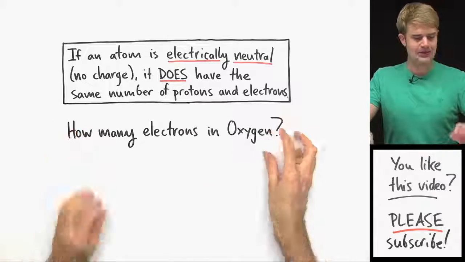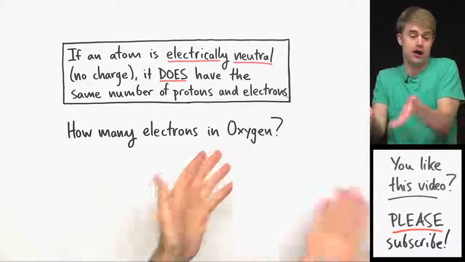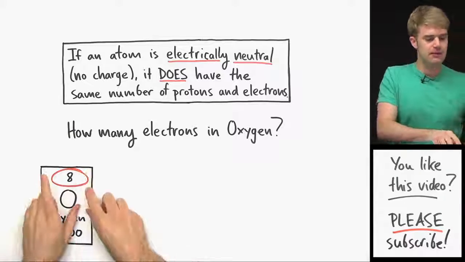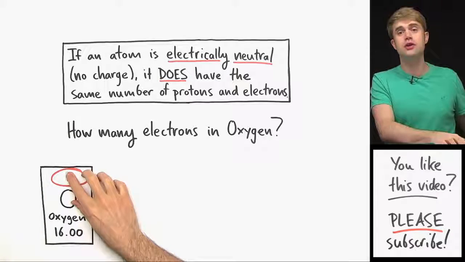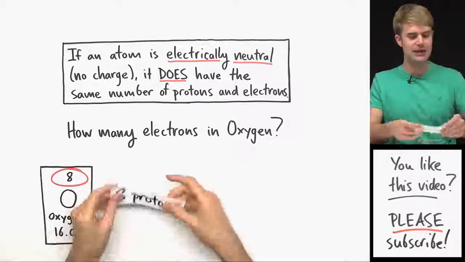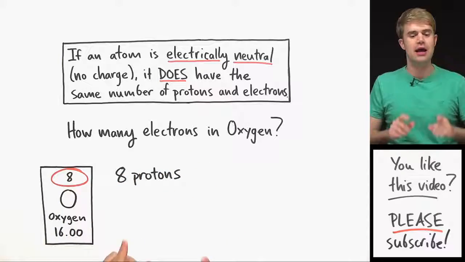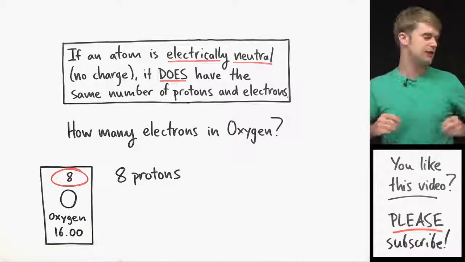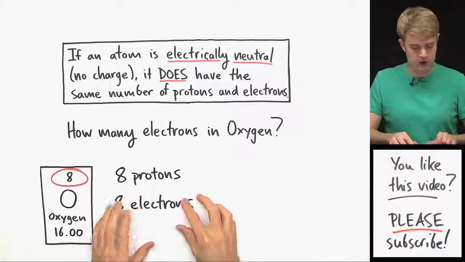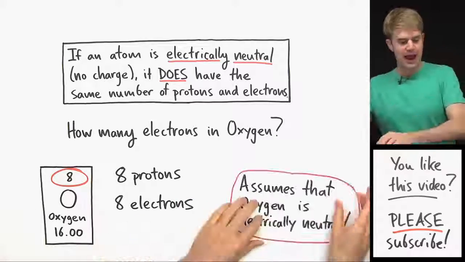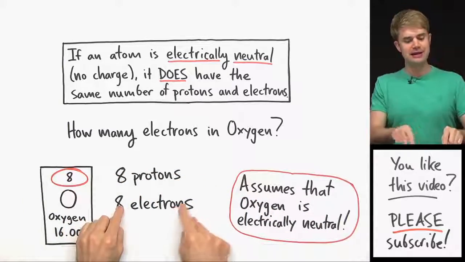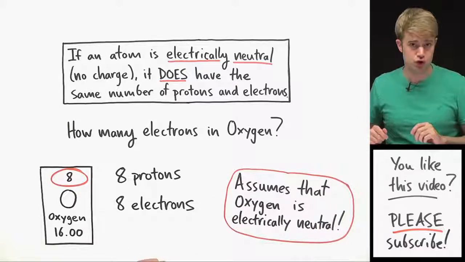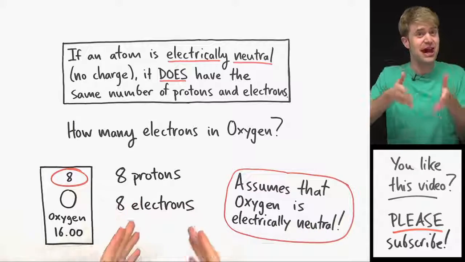So if somebody asks you how many electrons are in oxygen, you might take a look at the periodic table, find oxygen. This number up here is the atomic number, which gives you the number of protons. So we can say that there are 8 protons in oxygen. Now, if we assume that we're talking about an electrically neutral oxygen atom, then this atom is also going to have 8 electrons. 8 protons from here equals 8 electrons. That assumes that the oxygen is electrically neutral. But that's not always the case. It doesn't have to be that way.